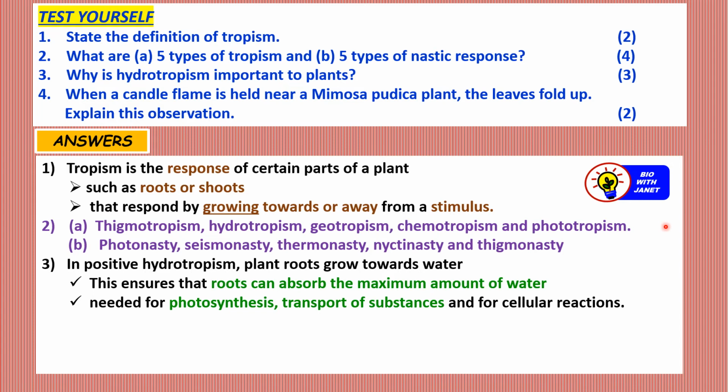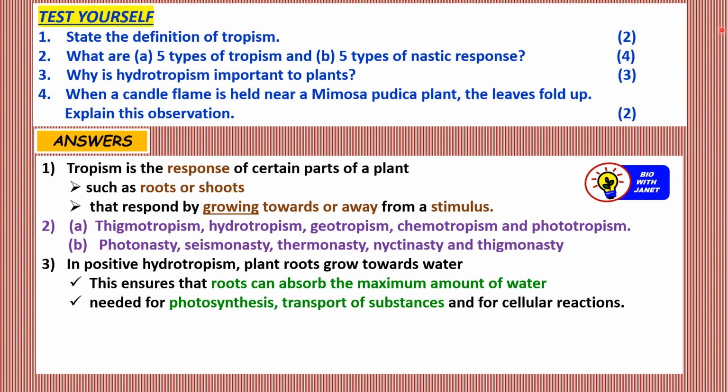So the benefit is that it ensures that roots can absorb the maximum amount of water, 1 mark, which is needed for many processes like photosynthesis, transport of substances, and for cellular reactions in the plant, right? So 1 mark for the example of hydrotropism, and 2 marks for the benefits of hydrotropism.